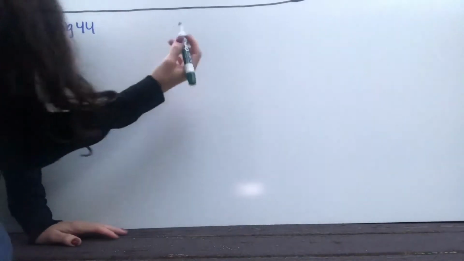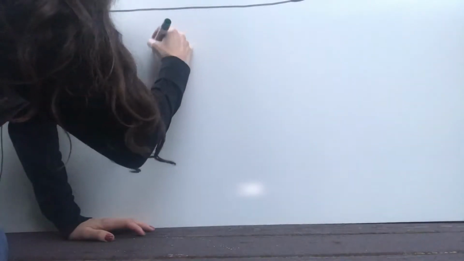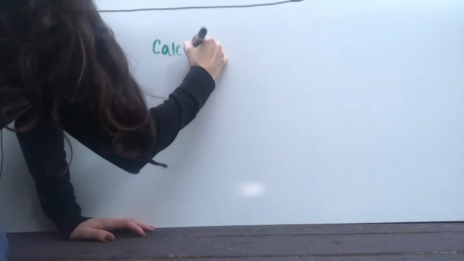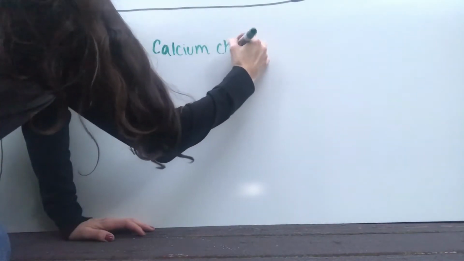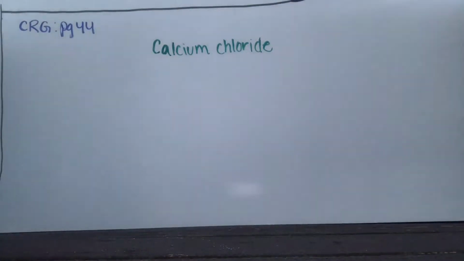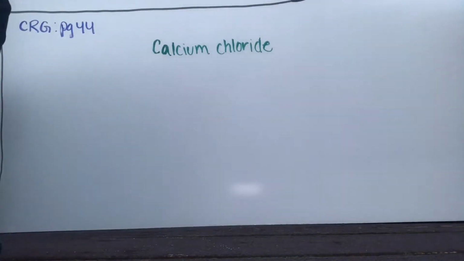So what you're going to do is you're going to be given a chemical formula in word form. For example, calcium chloride. Your first step is going to be to look up the symbol and the common charge for each one of these ions.